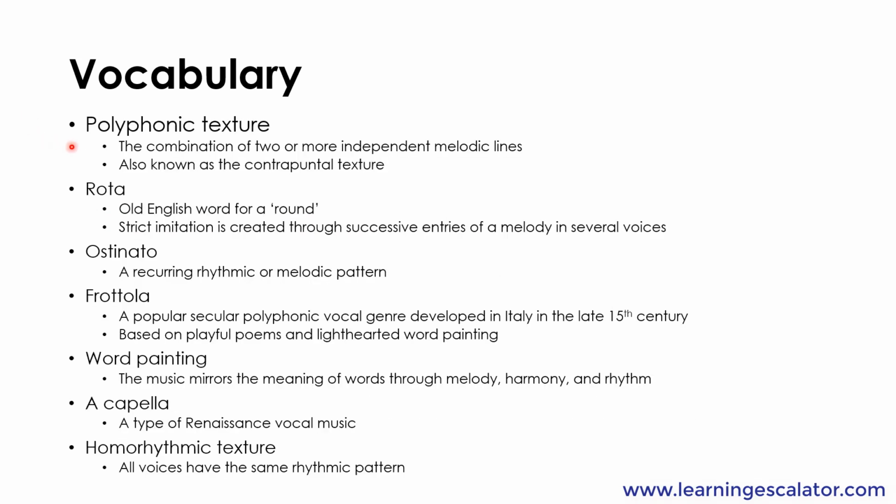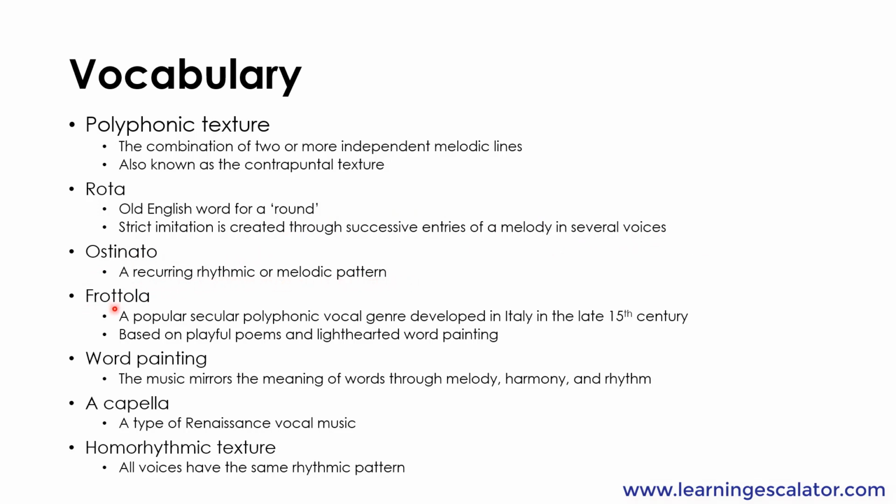More vocabulary. So polyphonic texture is the combination of 2 or more independent melodic lines, and it's also known as the contrapuntal texture. Rota is the Old English word for round, and strict imitation is created through successive entries of a melody in several voices. An ostinato is a recurring rhythmic or melodic pattern.